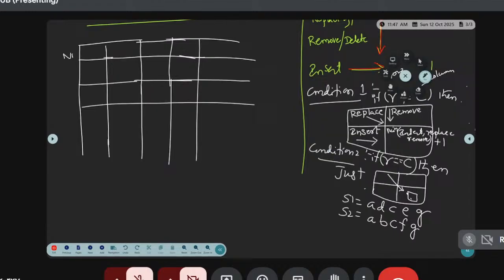Initially it is null, right? So what is my string 1? String 1 is A, D, C, E, G.